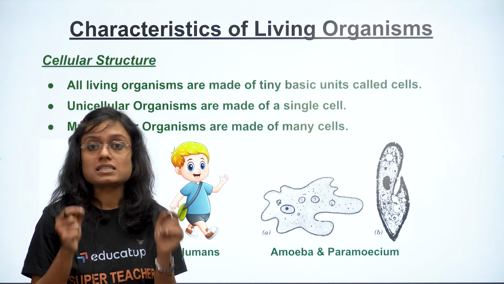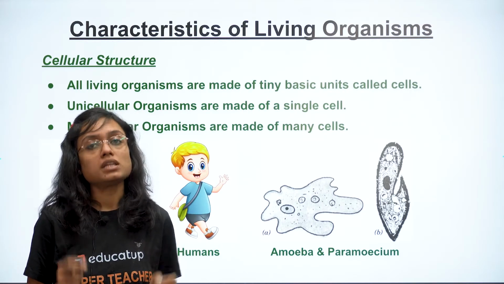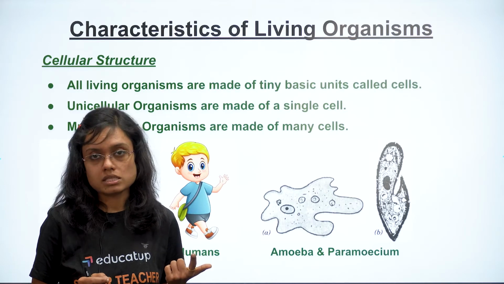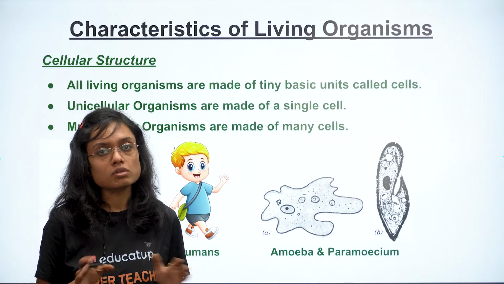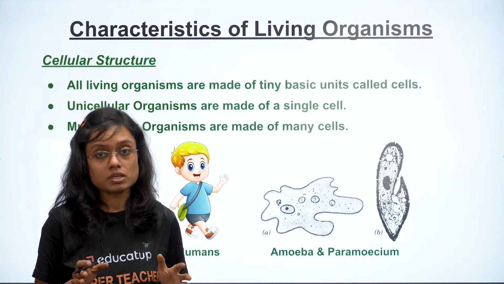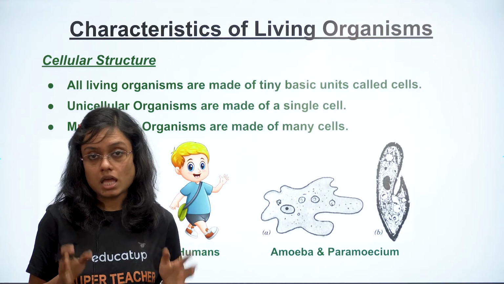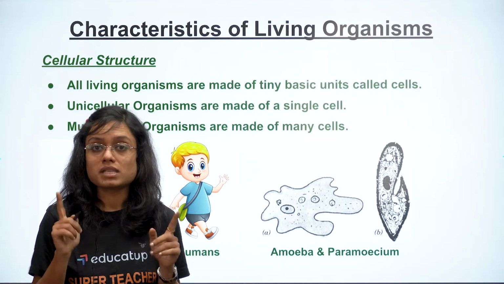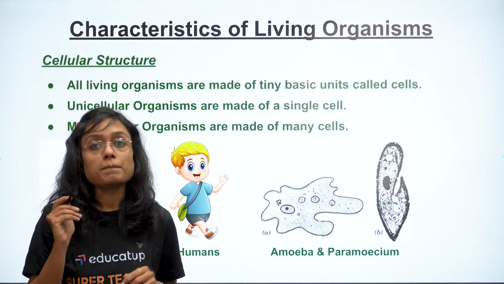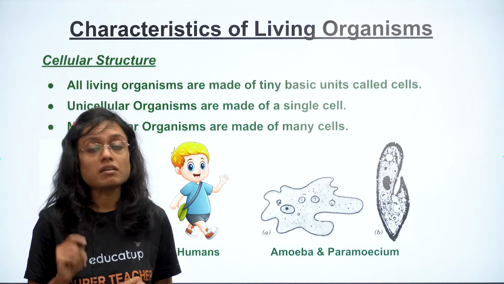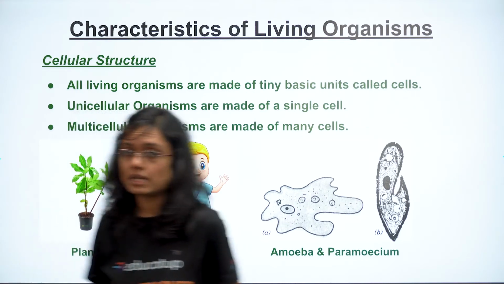But cellular structure is a must condition for an organism to be considered living. A table and chair are not made up of cells. They are made up of molecules of solid, liquid, gas. But a living organism is always made up of a cell, and the cell is the basic unit of life. Cell is living. Okay, now let's see the next characteristic feature.